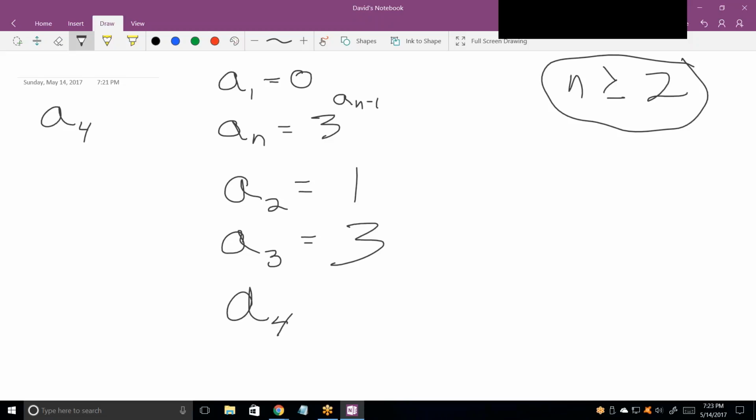And what about a sub 4? A sub 4 just becomes 9 then, right? Correct. No? Hold on. Oh, third power. It becomes 3 to the third power, 27. Yep. Cool.